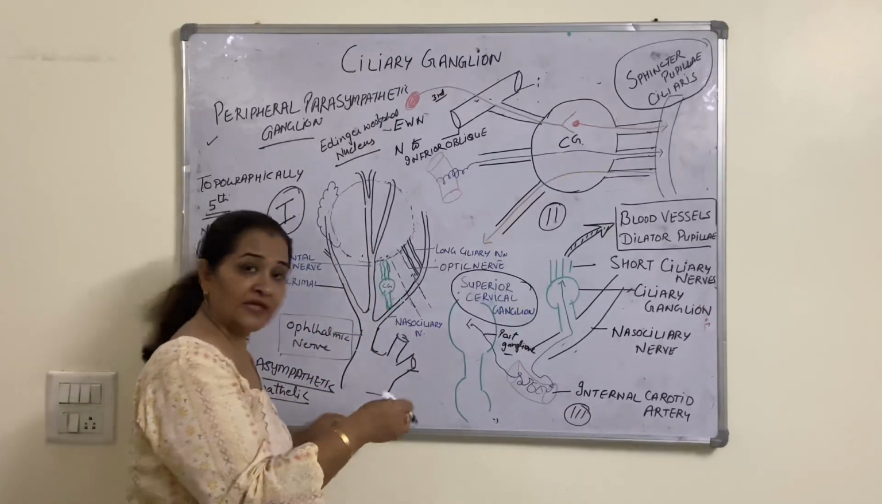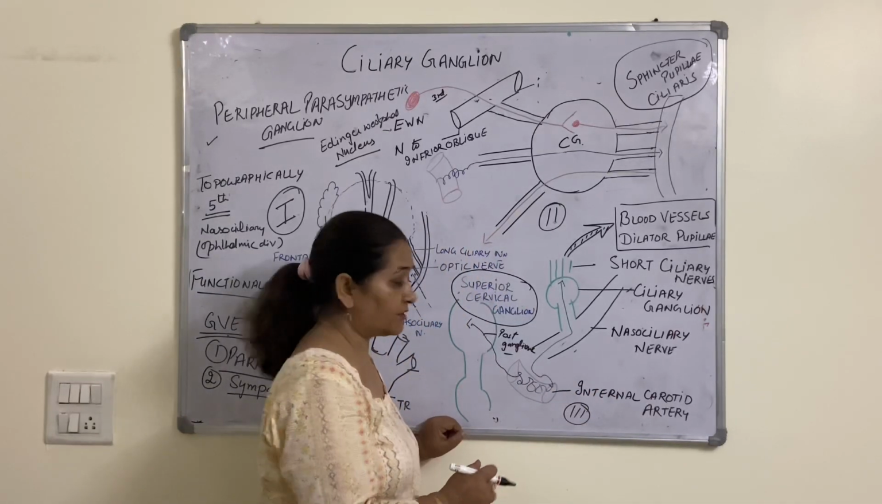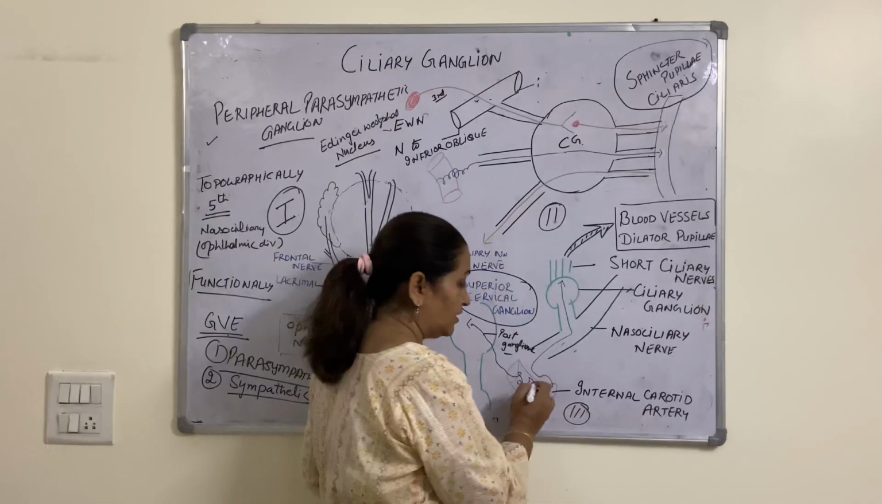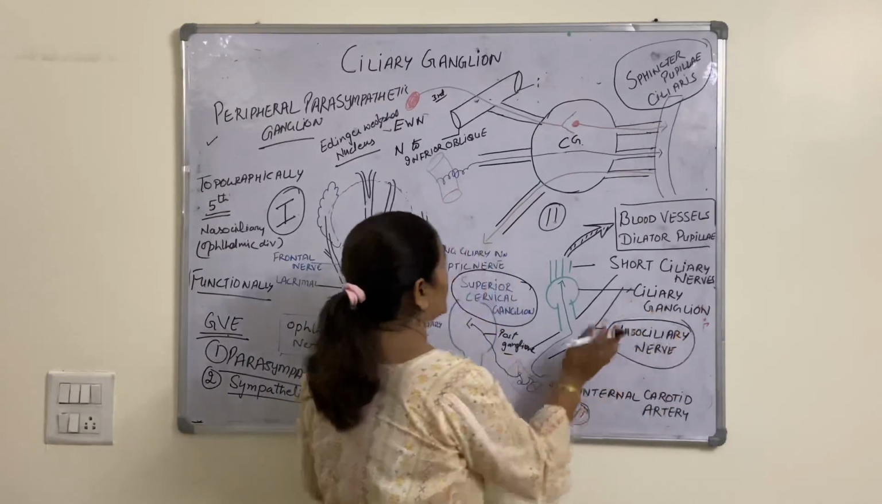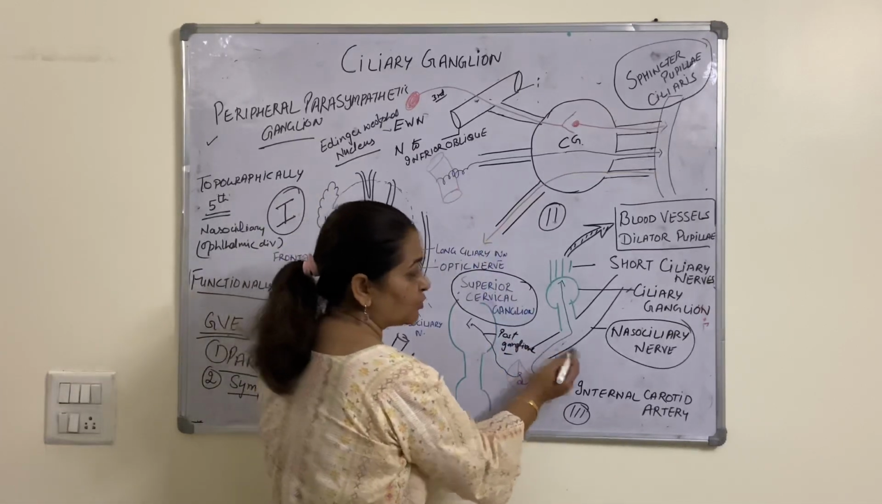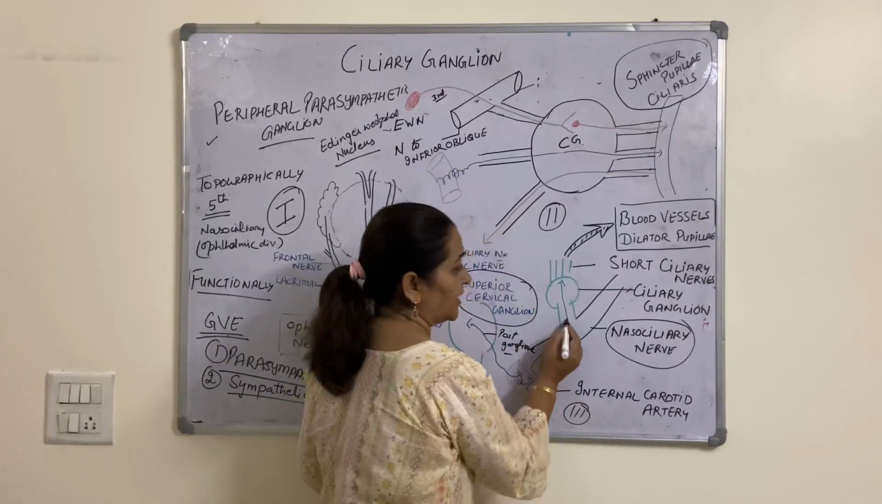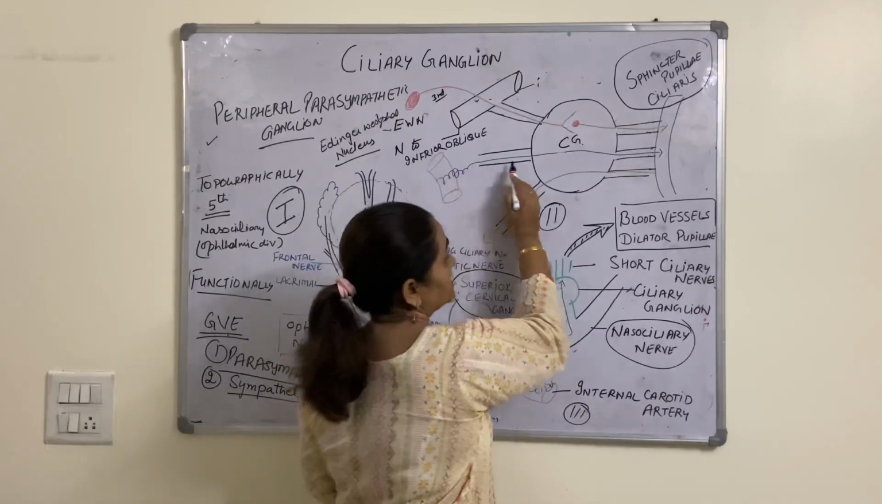Then they form a plexus that runs along with the ophthalmic artery, which is a branch of the internal carotid artery. So it is running along with that. The fibers then enter the nasociliary nerve. Again, this diagram is shown in this picture too. The fibers go to the nasociliary nerve and enter through the ciliary ganglion and through the short ciliary nerve. You can see this pathway.